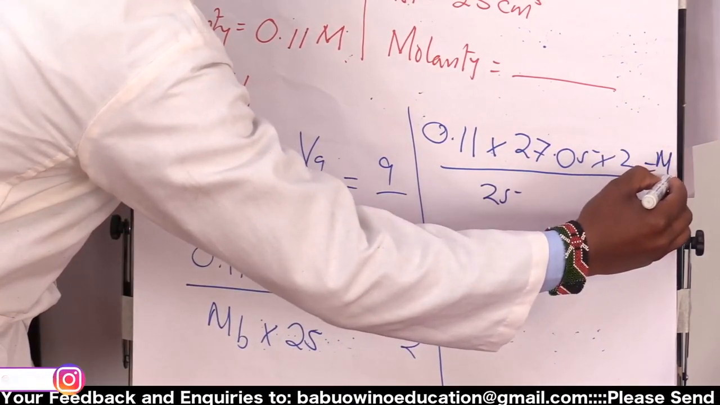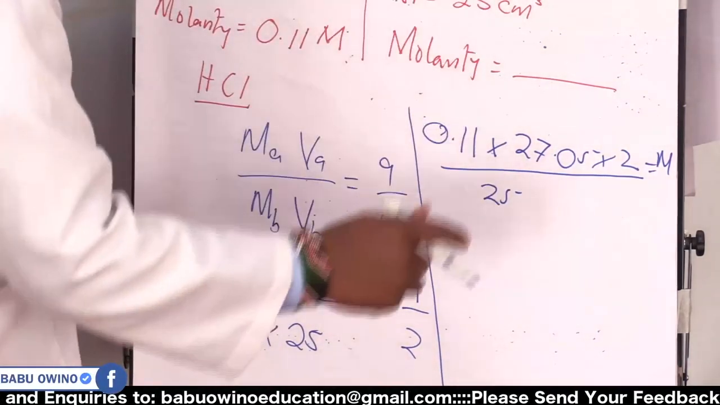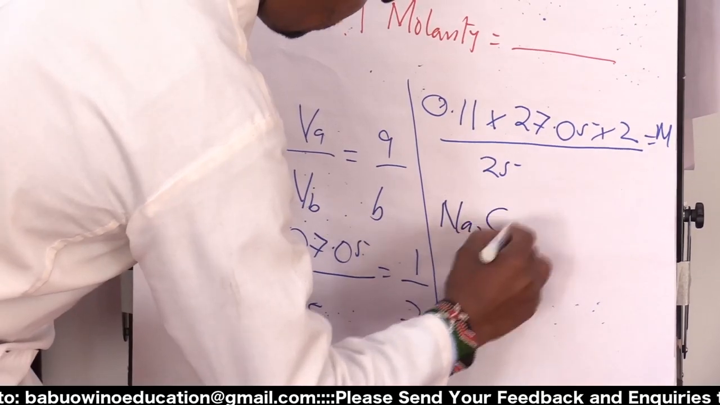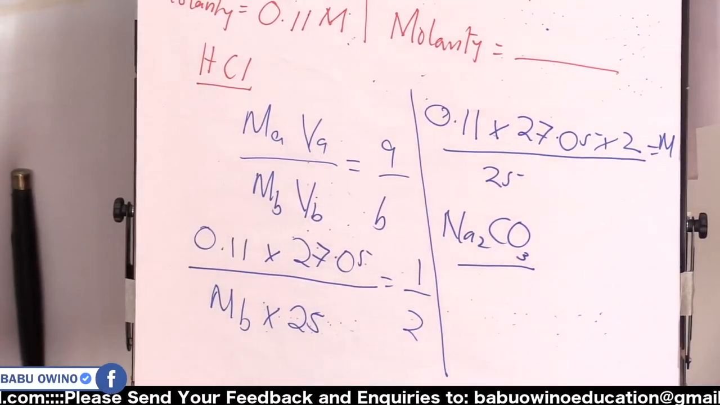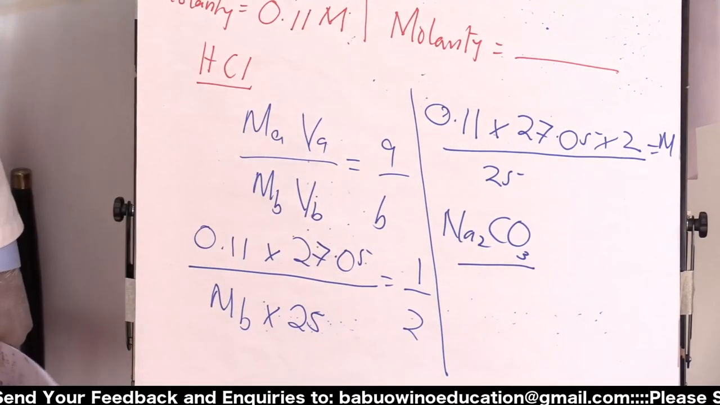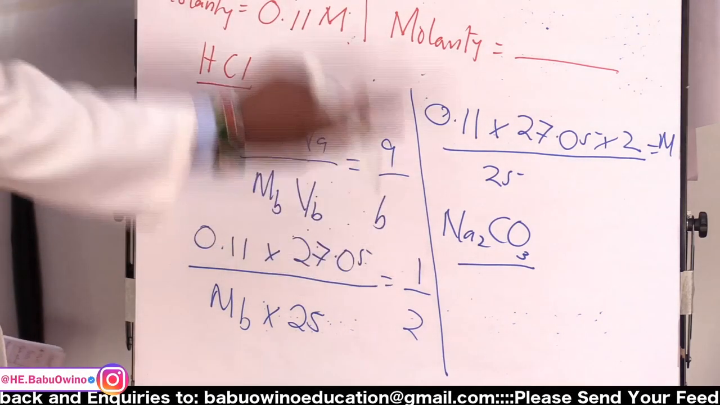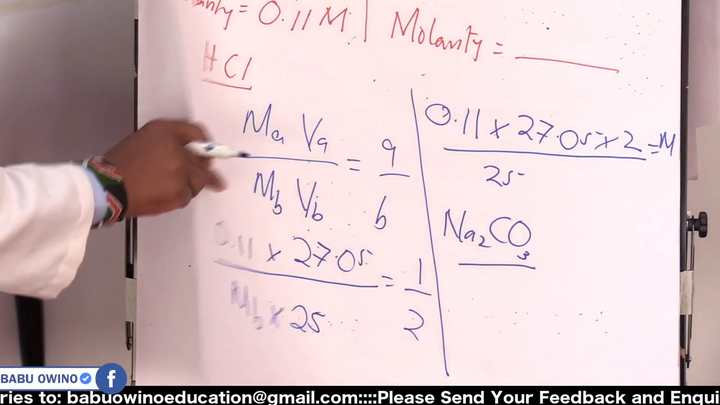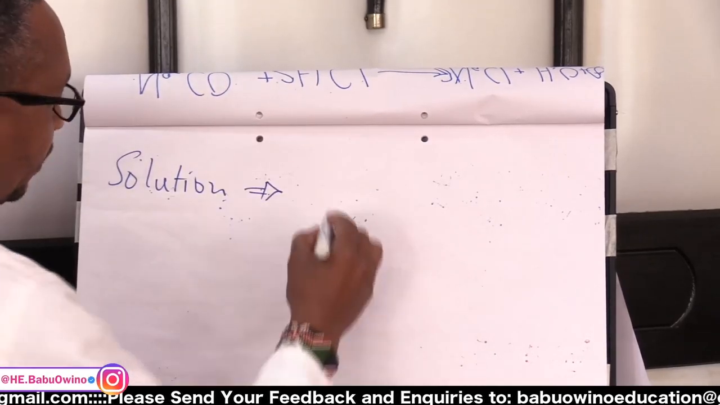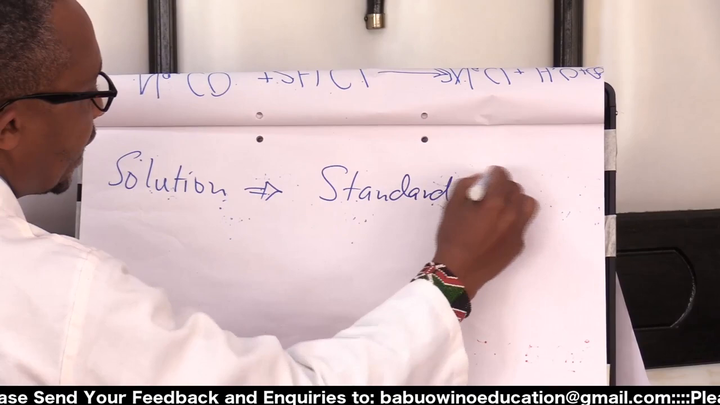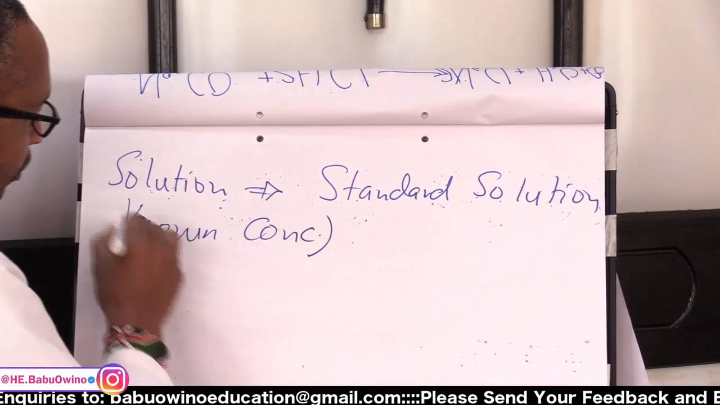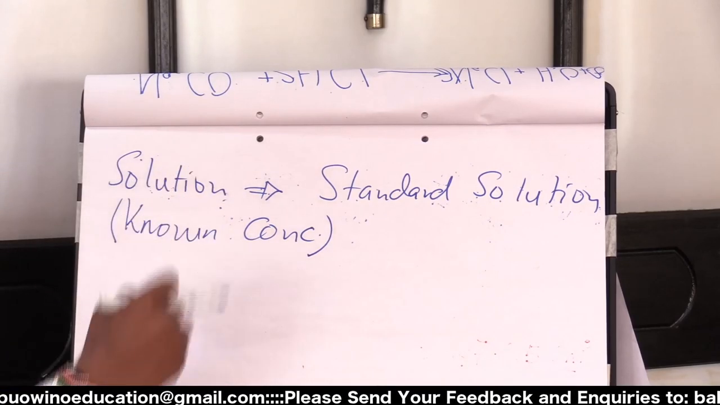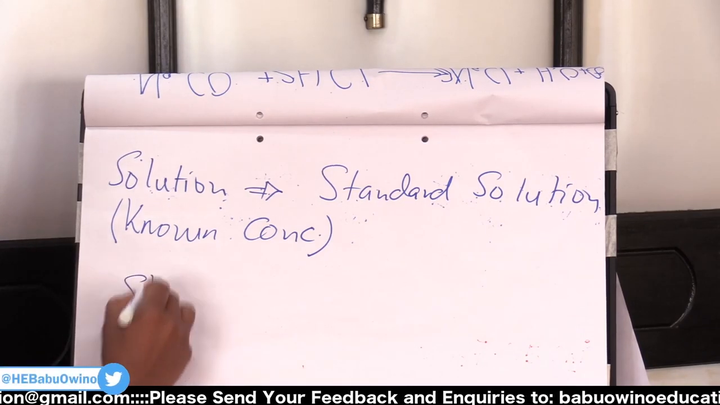That will give me the molarity of my B, which happens to be the one that was in the burette, that is the molarity of sodium carbonate. Just use your calculator and work out that one. You can easily work it out, and so on. So that is one question the examiner may ask you. The examiner may ask you to get the molarity of a solution that is not known. A solution whose concentration is known is called a standard solution. That is, it is of known concentration. Now, if you have one that you don't know, the process of looking for the concentration is called standardizing.